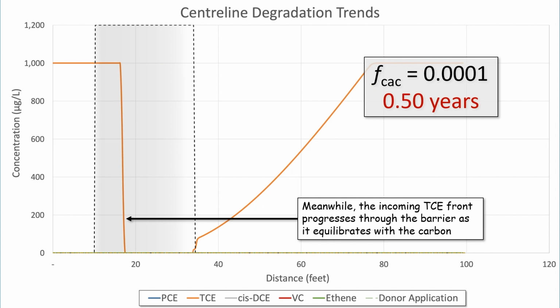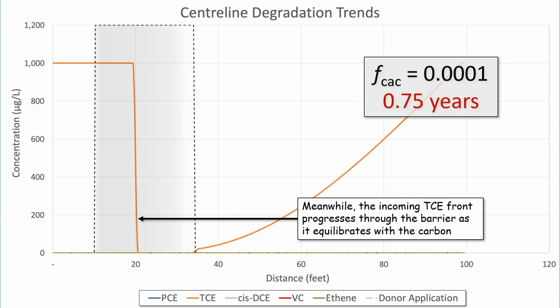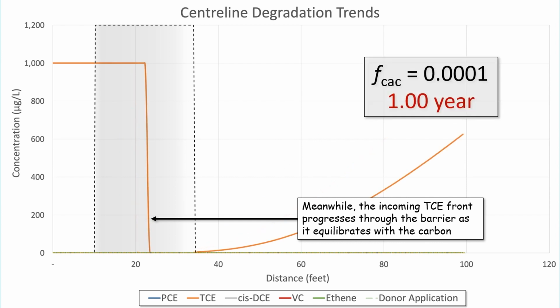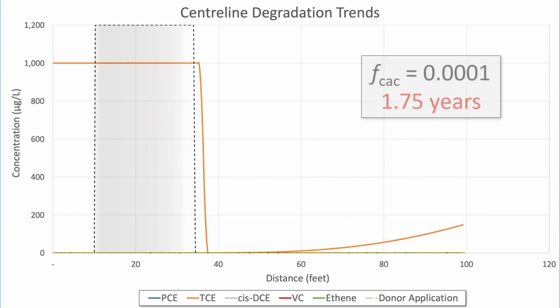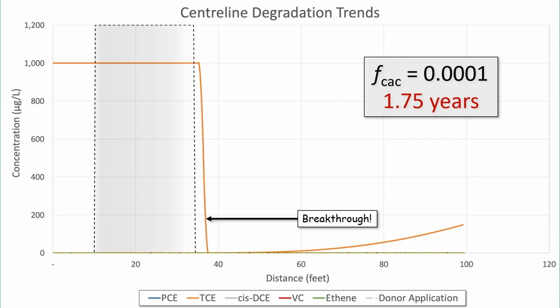It's not out yet. We extend the time, 0.75 years, 1 year, all the time this front is moving forward as the clean water front is reducing. 1.25 years, 18 months, 1.75 years, and we've got clean water beyond the barrier, but now the mass has broken through at this tiny dose.